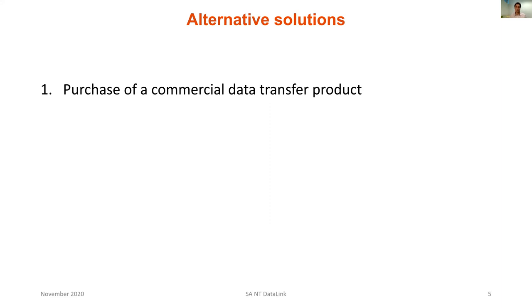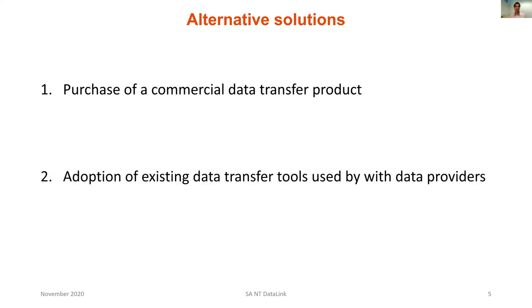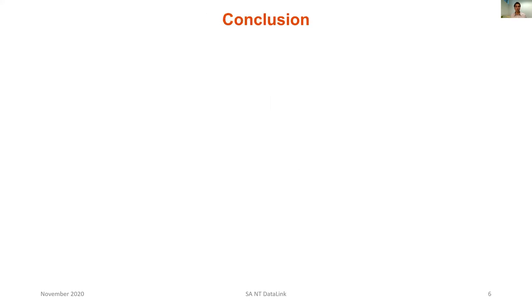Another option is to piggyback on existing infrastructure and processes already used by data custodians, some of which have automated data transfer solutions. This obviously eliminates the implementation cost at the provider's end. However, for SANT DataLink, this would mean that we would probably have to manage multiple data transfer technologies, given that data providers generally do not use the same data transfer tools.